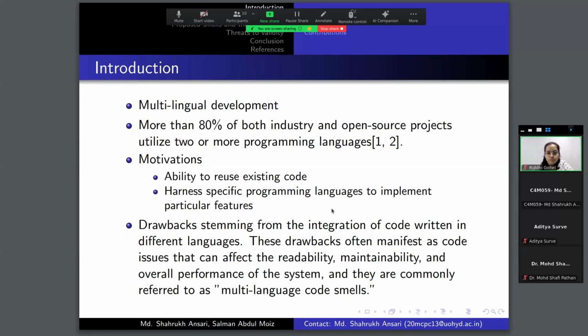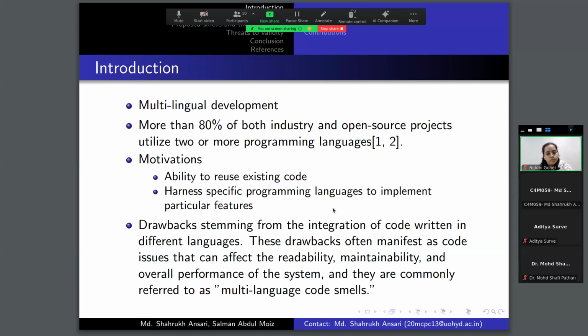So the introduction. Nowadays, most projects are developed using multiple programming languages. There are certain studies which show that more than 80% of both industry and open source projects utilize two or more programming languages. The motivation behind using more than one programming language is the ability to reuse existing code or harness a specific programming language to implement particular features.